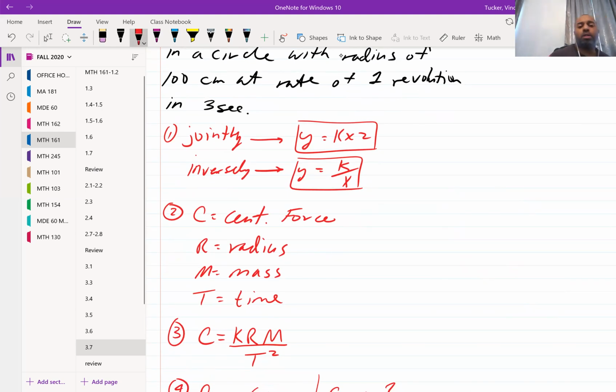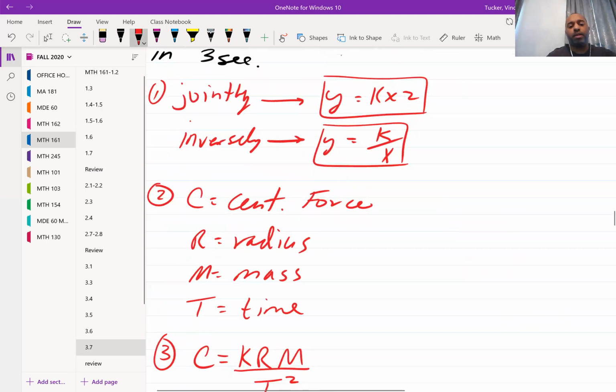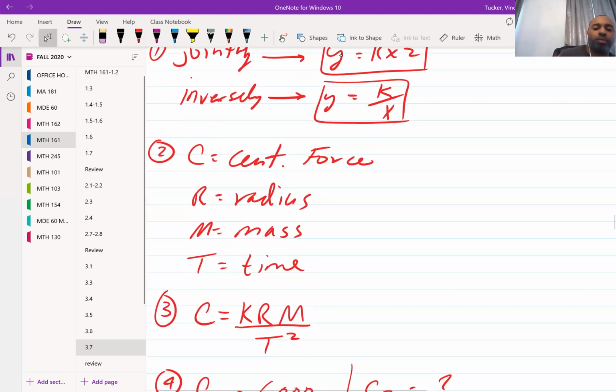All right, so now we are at step 3. You want to plug in your variables for what we said that they relate to and what they mean. So that's C equal to K Rm over T squared. Remember, it's inversely to the square of your time.